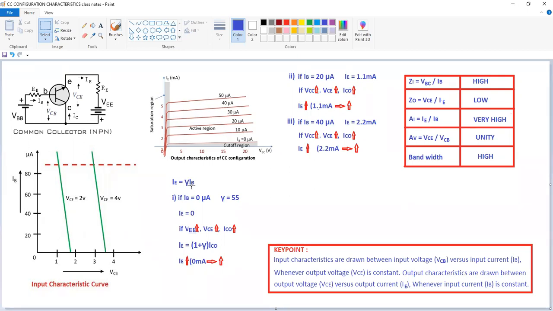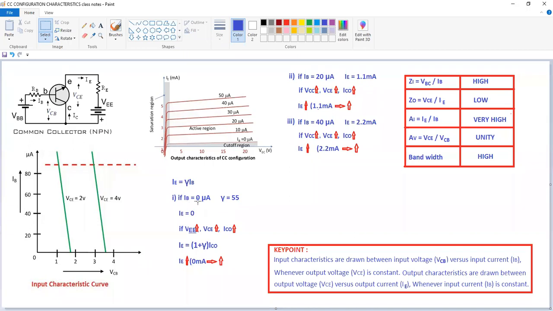Why? Because IB is in terms of microamps, and you have to remember that point: 55 into 20 into 10 power minus 6. If you calculate that value, you get the IC value as 1.1 milliamps. That means without reverse saturation current, it is going to increase up to 1.1 milliamps.